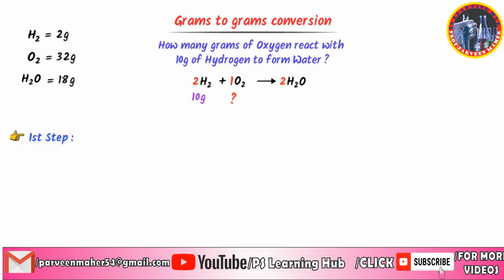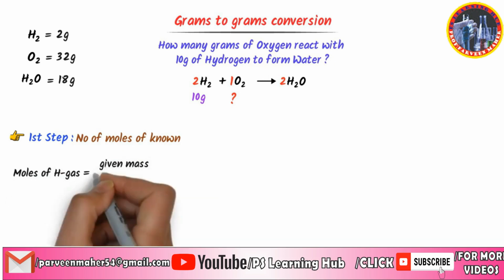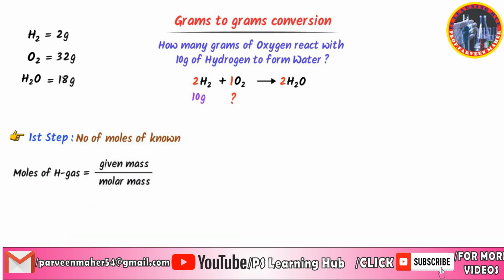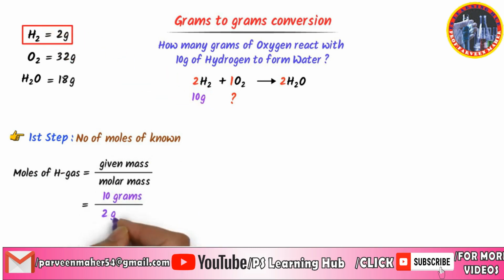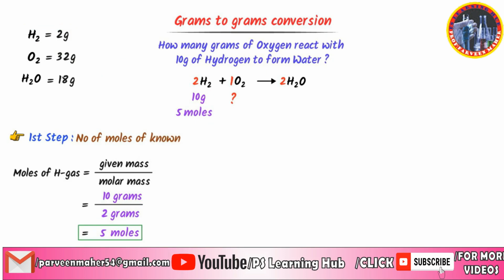In the first step, I will find the number of moles of the known species, like hydrogen gas. I use this formula. Number of moles of hydrogen gas is equal to given mass upon molar mass. The given mass of hydrogen gas is 10 grams and its molar mass is 2 grams. After calculation, I get 5 moles of hydrogen gas. Thus 10 grams or 5 moles of hydrogen gas react with x grams of oxygen.